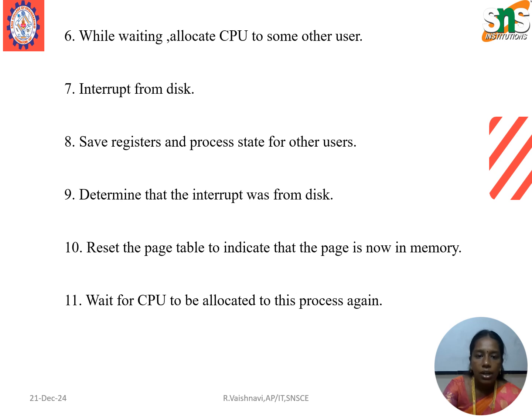While waiting, allocate the CPU to some other user, and then there is an interrupt from the disk. Save the registers and process state of the other user. Determine that the interrupt was from the disk, and then reset the page table to indicate that the page is now in memory, and then wait for the CPU to be allocated to this process again.